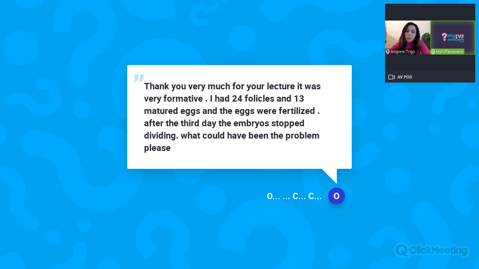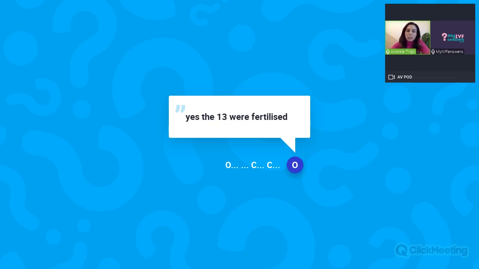Yeah. So if you go from 24 follicles to 13 eggs, I think that is a great number. So those 13 eggs, how many of them fertilized? Did they all fertilize, the 13 eggs that were collected? And then they stopped dividing on day 3. So I think we need to look at the sperm. Was there any problem in the sperm? Brilliant. If 13 fertilized, I think that is absolutely amazing. So I think you need to look at the sperm quality. You need to do the sperm analysis and the DNA fragmentation test. Because if you've had 13, that is amazing.